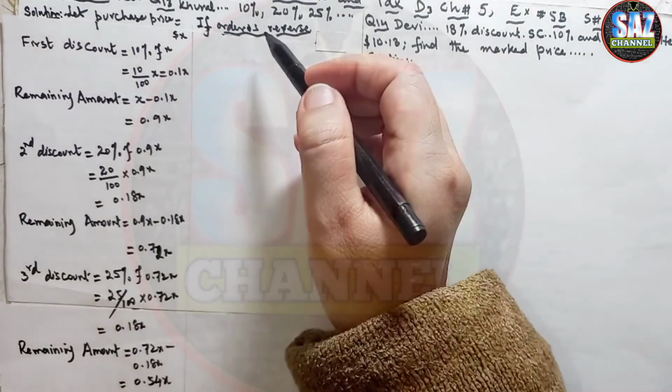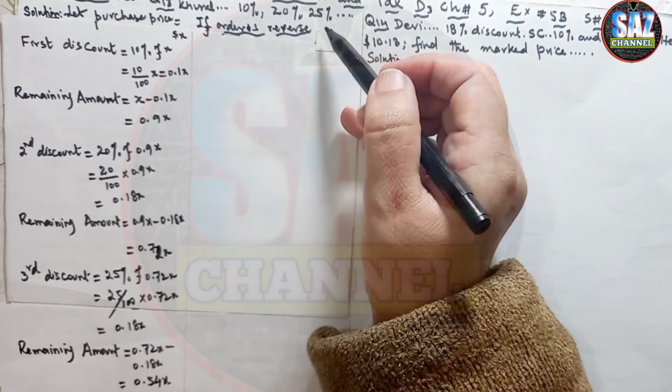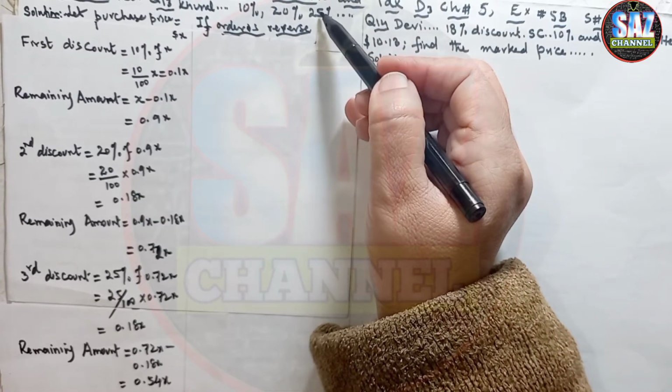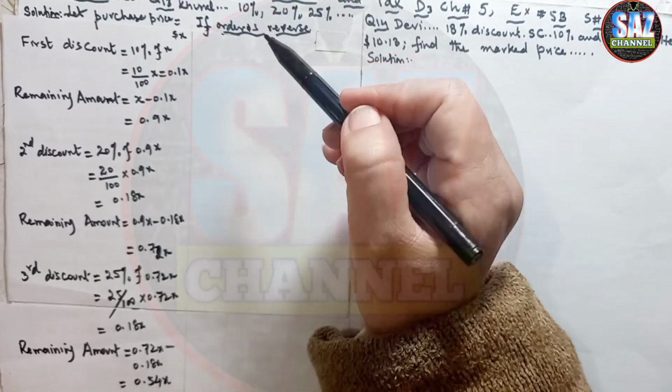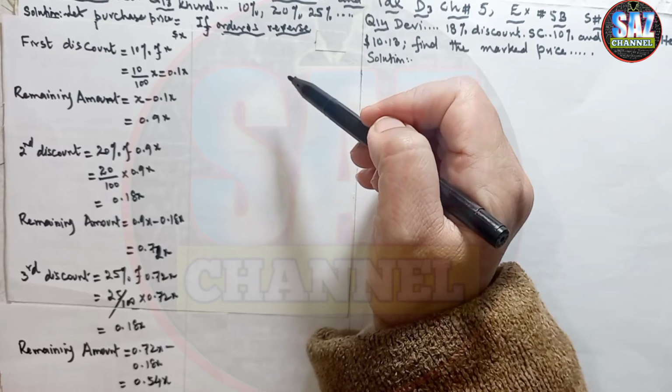Now if the order is reversed, means that first he is availing 25% discount, then 20% discount, and then 10% discount. Let's check how much amount he has to pay finally.